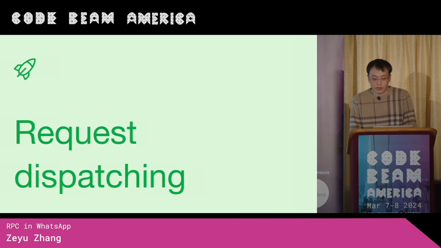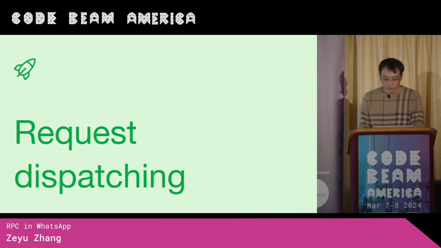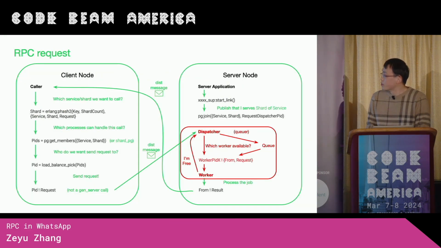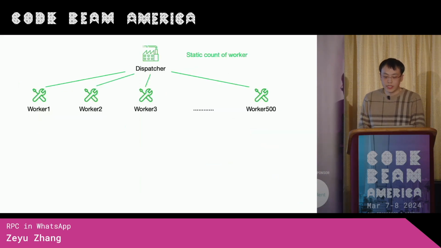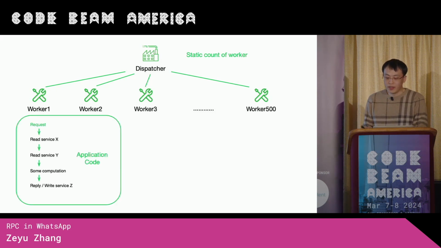Great, that's all I would like to share for our service discovery mechanism, and let's go to the request dispatching, which is this part of the diagram. Currently, to do RPC requests in parallel, we run a dispatcher worker model, like everyone does. Our service owners only need to write sequential code, like first read service X, and then read service Y, and then do some computation, and then finally reply to the caller or write to service Z, which is very, very simple.